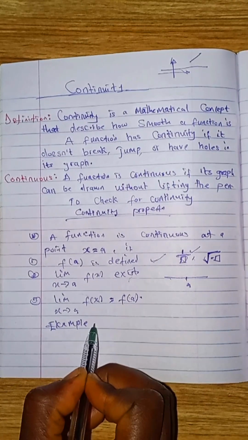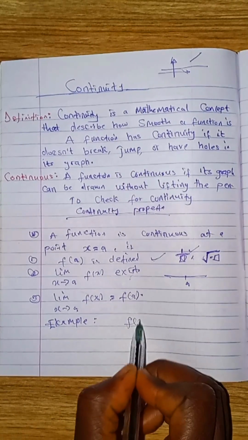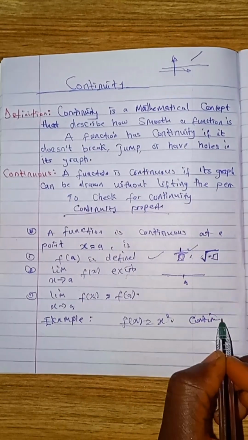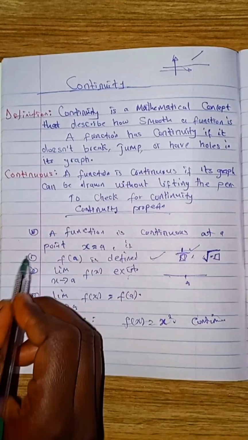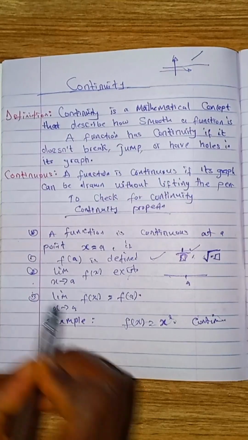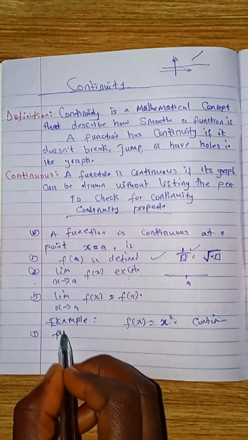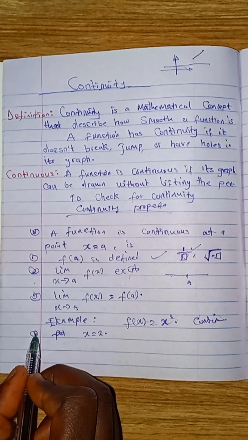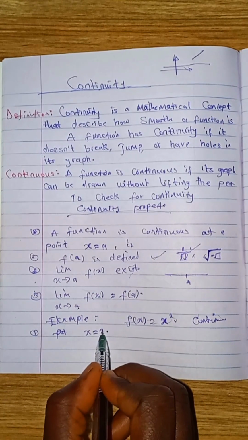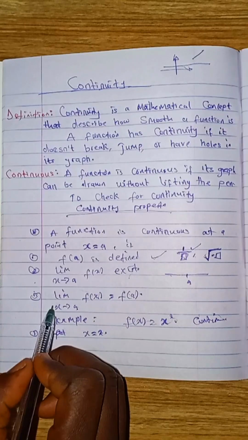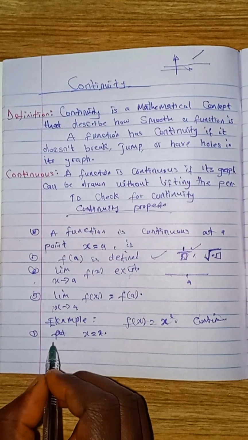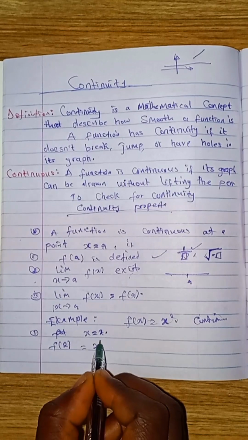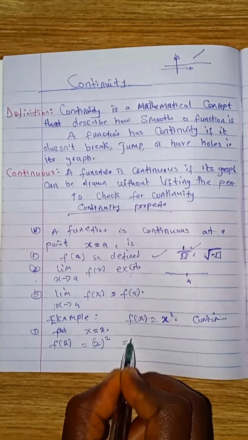An example of a function that is continuous is given: f of x equals x squared. Is this function continuous? For this function to be continuous, you check this property. Is this function continuous at point x equals 2? So this function will be continuous at x equals 2 if these three properties are satisfied. That is, what is f of 2? F of 2 is equal to 2 to the power of 2, which is 4.